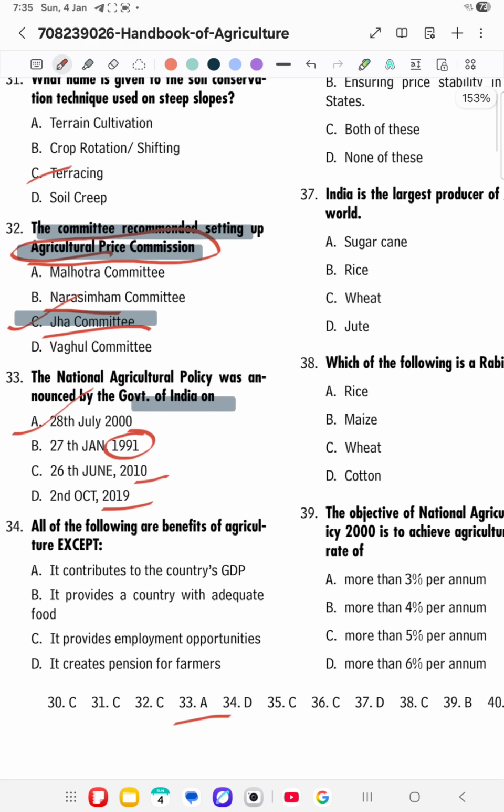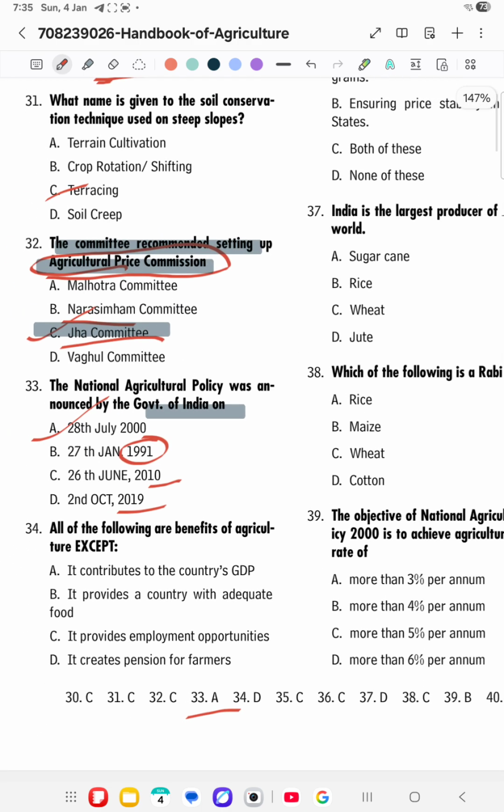All of the following are benefits of agriculture except. Okay, it contributes to the country's GDP. Obviously, it provides a country with adequate food. It provides employment opportunities. It creates pension for farmers. No, yaar. 34.